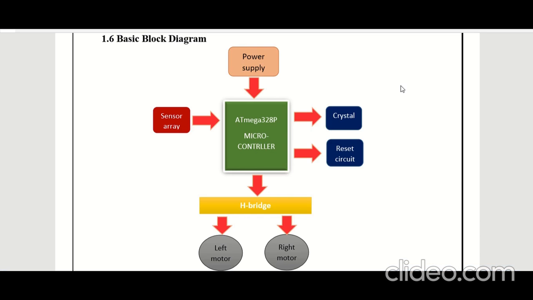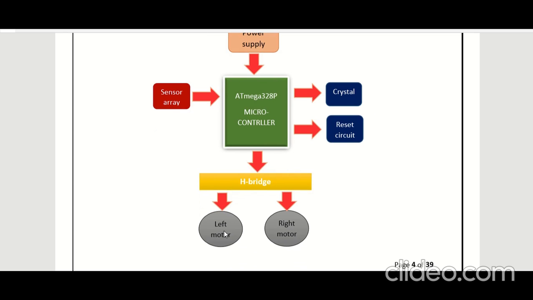So now we have moved on to the basic block diagram. This is our basic block diagram with one microcontroller. For one microcontroller, we take some input from the sensors, and we have a power supply and a crystal frequency for the microcontroller, and a reset circuit is also there. Then we have an H bridge in our motor driver, and it will decide whether the left motor should work or the right motor should.